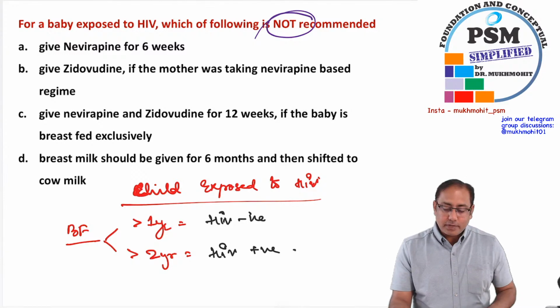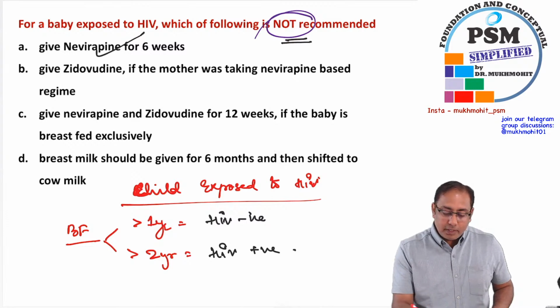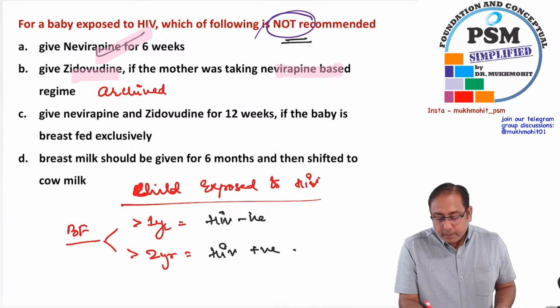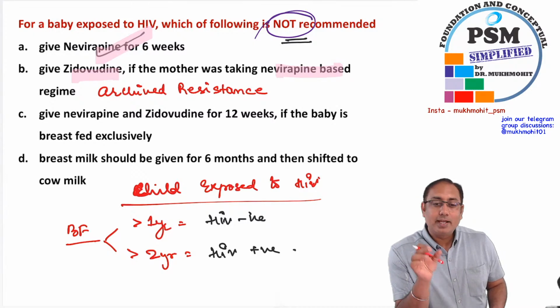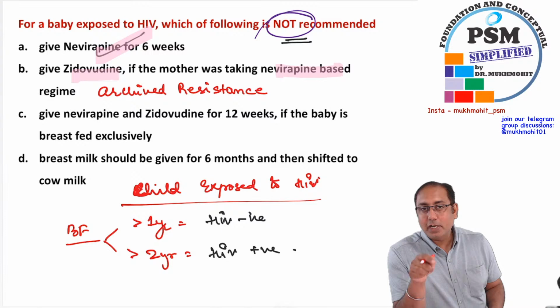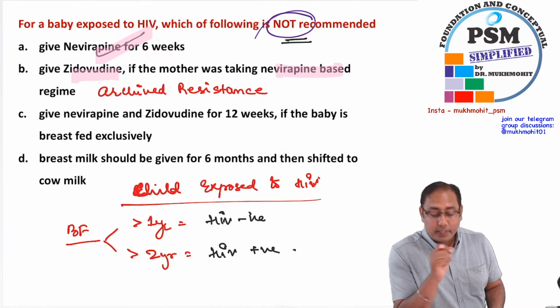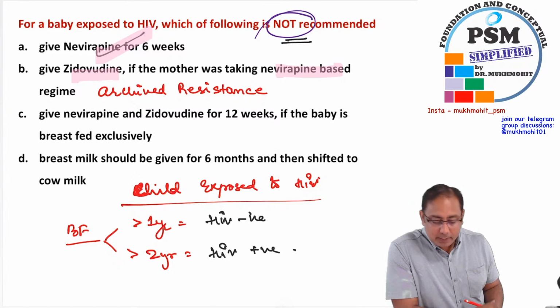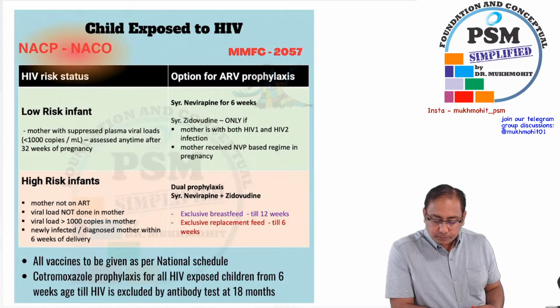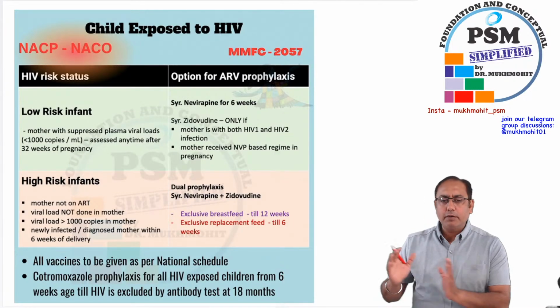So for a baby exposed to HIV, which of the following is not recommended? Give nevirapine for 6 weeks. Yes, that is correct. Zidovudine if the mother was taking nevirapine, because there is something called archived resistance. Nevirapine shows a phenomenon called archived resistance, and because of that, if the mother was taking nevirapine, we are not going to give nevirapine to the child, we are going to give zidovudine. Next is option C, give nevirapine and zidovudine for 12 weeks if the baby is breastfed or replacement fed exclusively. Please note that this is the flashcard.